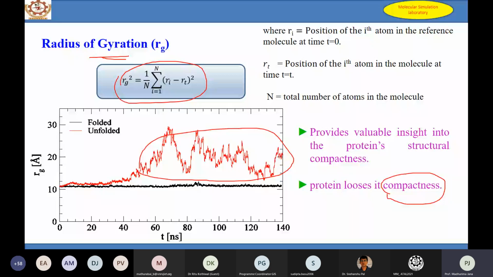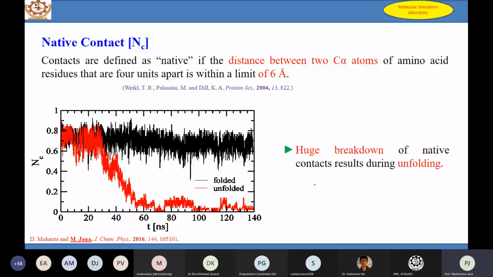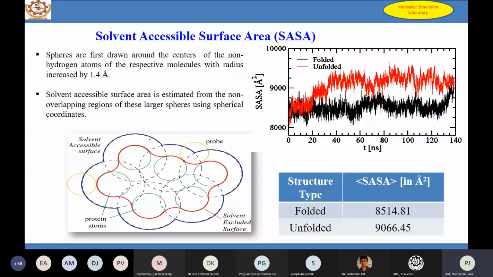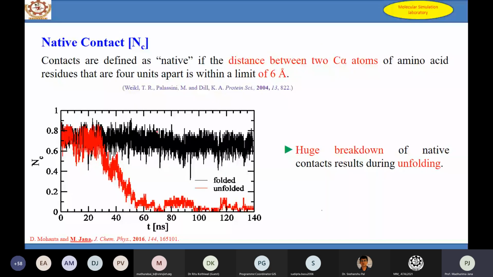And next, just a minute. Okay, next we can calculate some native contact. Native contact is another signature for the folded stability of the protein. It is taking some time, a lot of data. So what is the native contact? It is a contact when the distance between the two alpha carbon atoms of the amino acid residues is 6 angstrom apart.